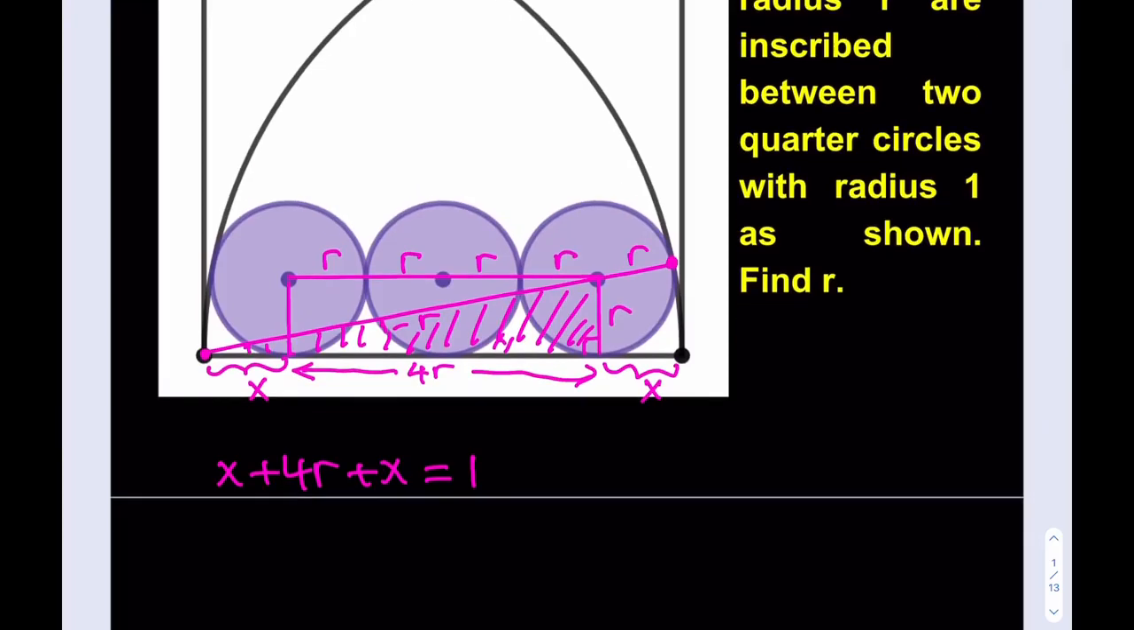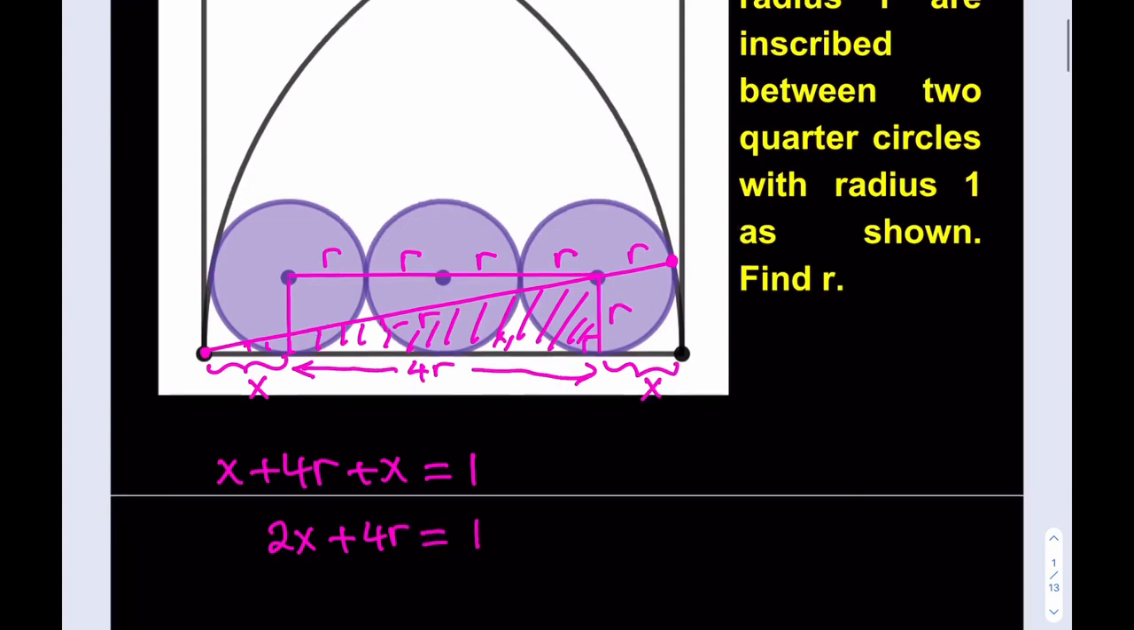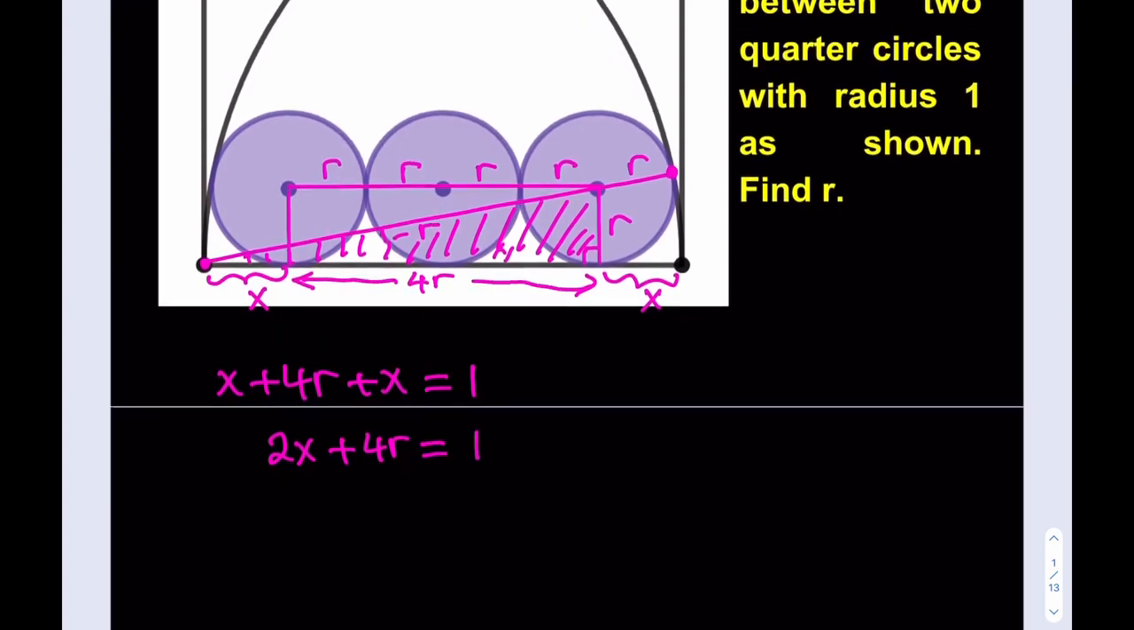I'm going to add x plus x, which is 2x plus 4r is equal to 1. And then I'm going to isolate x because my goal is to find x. Not actually, but indirectly I'm going to use it. Okay, so 2x is going to equal 1 minus 4r. If you divide both sides by 2, then x equals 1 minus 4r all over 2. So this is equal to x.